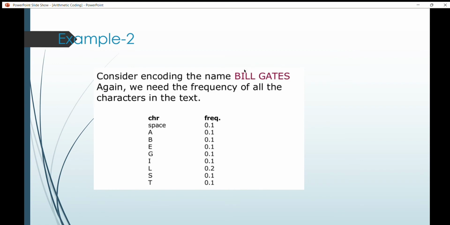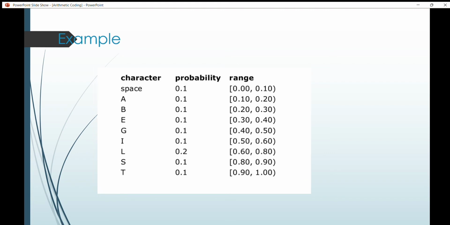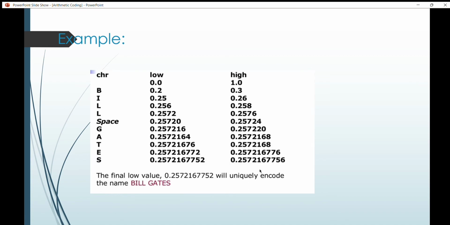Let us consider another example of encoding Bill Gates. These are the probabilities or frequencies of each character, and this shows the range of each character. We do the same process of narrowing the ranges till we reach the last character. And then we choose any number between this range that will uniquely encode Bill Gates. In this case, this value will uniquely identify Bill Gates.